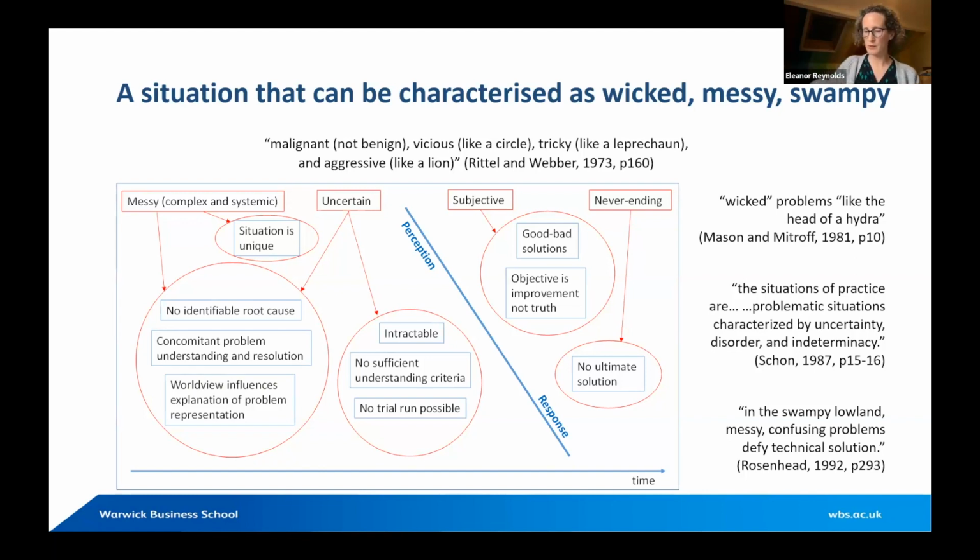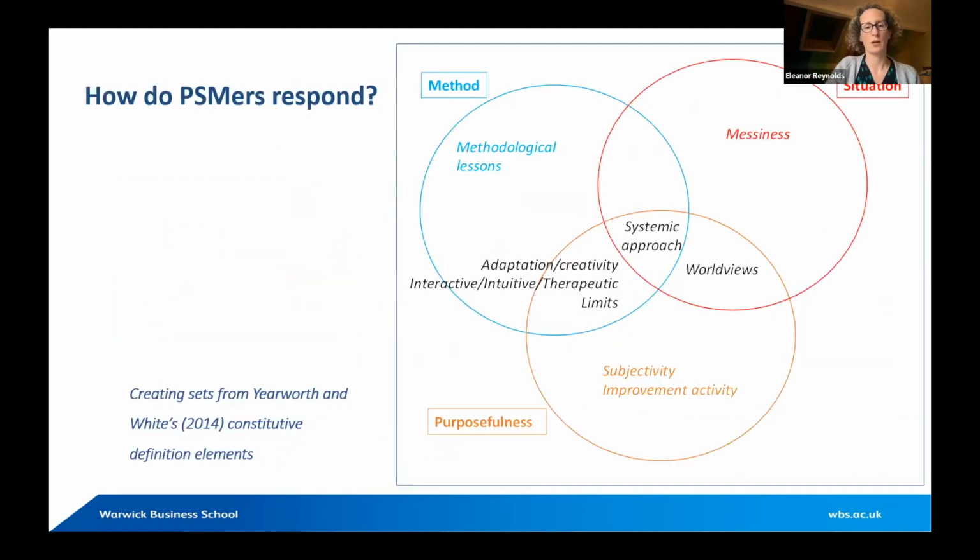So with this in mind, I turned to a piece of work completed by Mike Yearworth and Leroy White, their constitutive definition elements. So I took those 9 elements and I took liberties with these elements. I organized them into sets, thinking first about the situation, then about the purposefulness of the people encountering this situation, and finally about method, the methods that they were using, how they employed the methods, how knowledgeable they needed to be about the methods. And there was a lot about method.